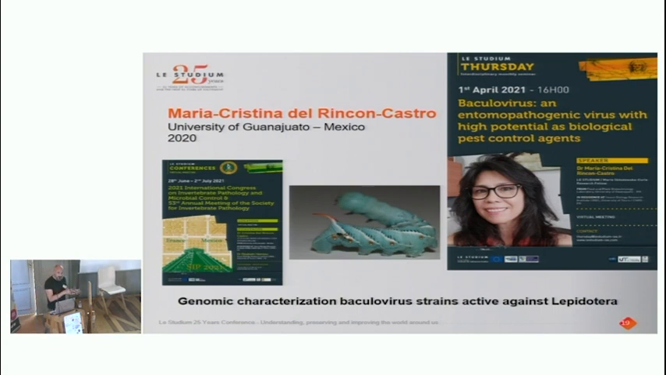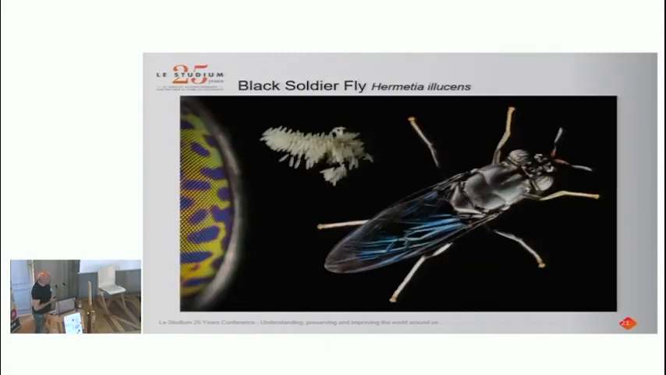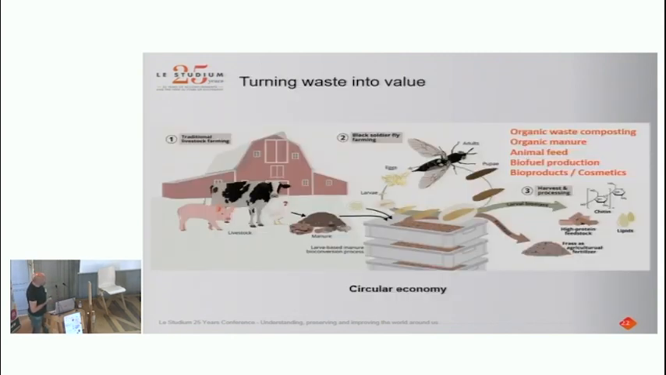So insects can be enemies, insects can be allies, and a new way of looking at insects is considering that insects can also be solutions. And I will give you one example. This is raising insects for feed and food. Here you can see a black soldier fly, which is a model system that is mainly used in the industry at the moment. And this fly is very interesting because the larvae of the fly can feed on organic waste that comes from agriculture, for example.